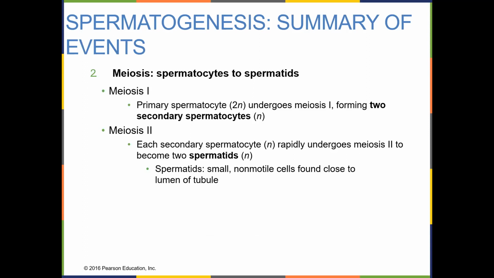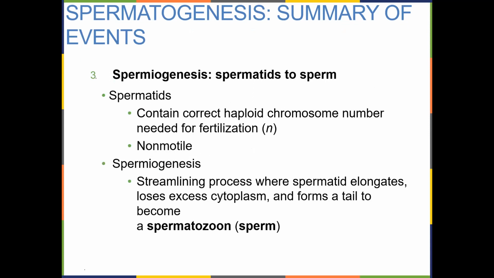And those secondary spermatocytes undergo meiosis 2 and become spermatids. And the spermatids then will ultimately become sperm cells. So we have 2 stages of meiosis, meiosis 1 and meiosis 2. In meiosis 1, the diploid cell becomes 2 haploid cells. We replicate the DNA and we undergo meiosis 2, and we end up with 4 haploid cells.